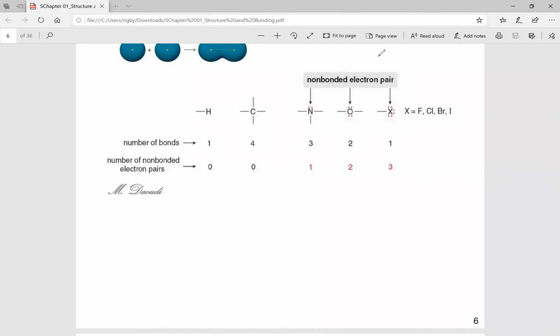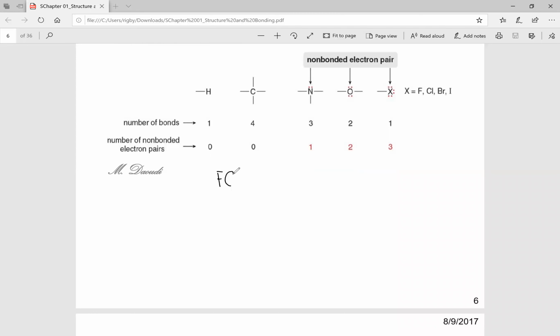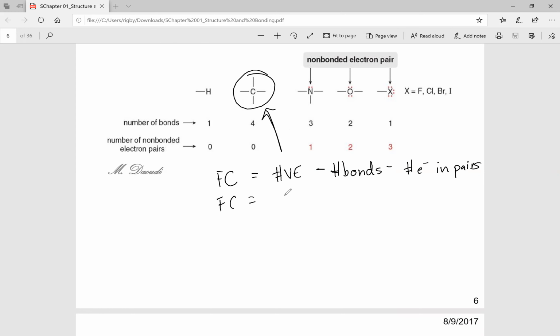If you recall, the formal charge, FC, equals the number of valence electrons around that atom, minus the number of bonds that it has, and then minus the number of electrons in the lone pairs. So let's take carbon as an example here. Its formal charge would be 4 valence electrons minus 4 bonds minus 0 electrons in lone pairs. So that means that its charge is 0 and it's overall neutral.